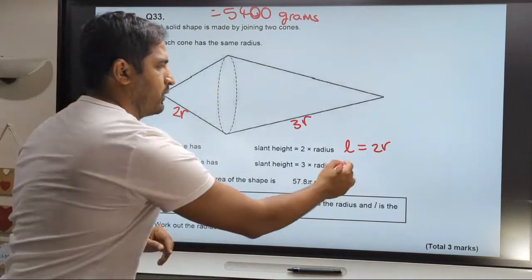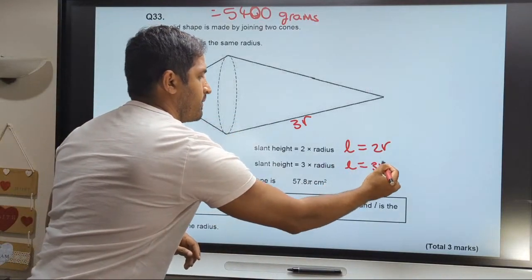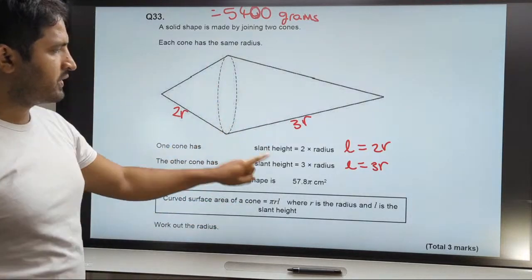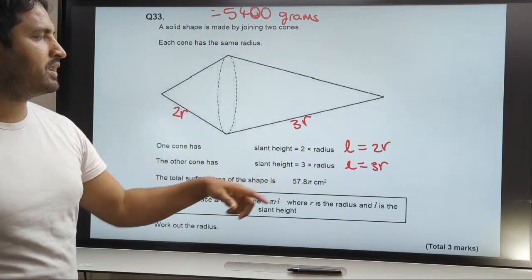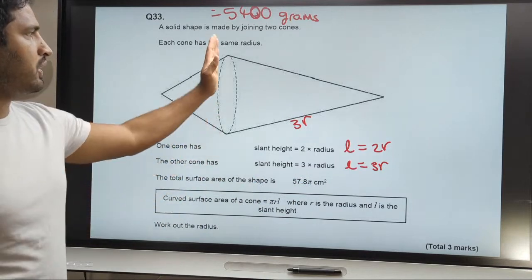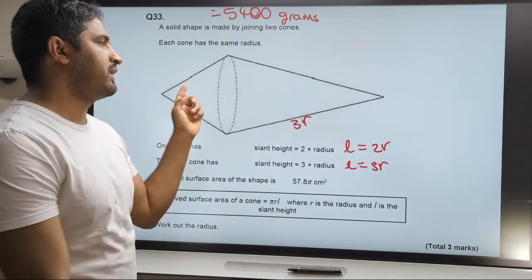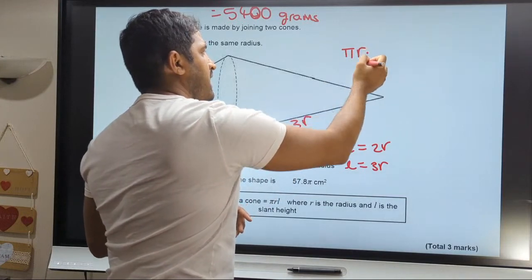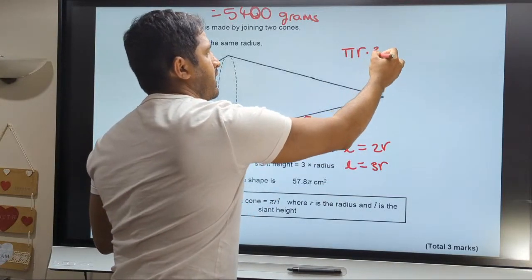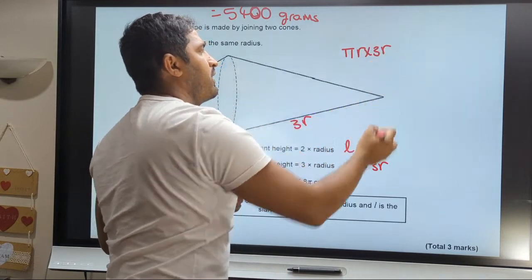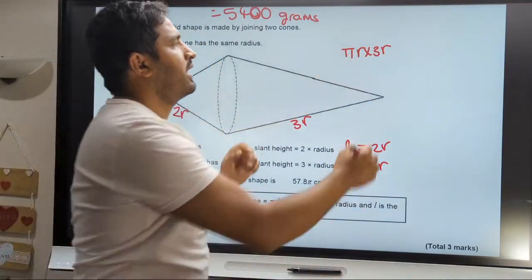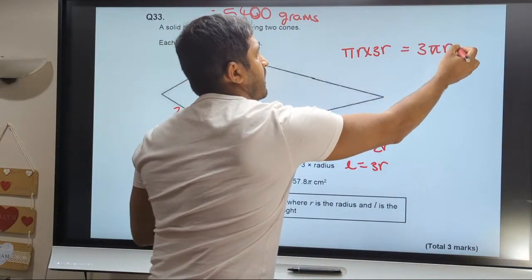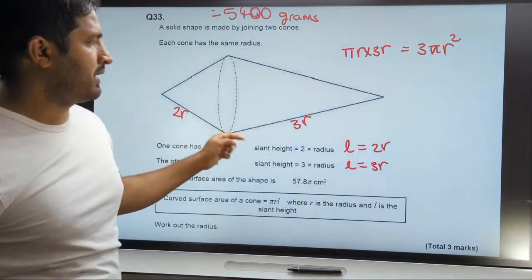That length there, so L is equal to 3R. Now what we need to do is say, okay, the total surface area is 57.8π centimeter square. So let's work out the surface area of that one. It's pi times radius times the L, which is 3 times R. I can simplify that as 3πR squared, because you're multiplying all three numbers together.